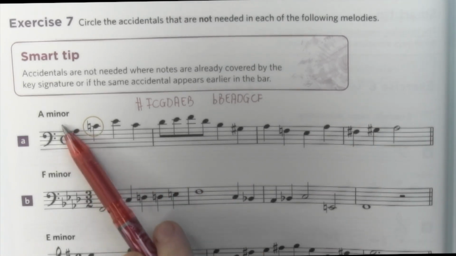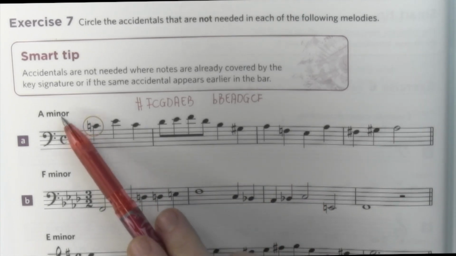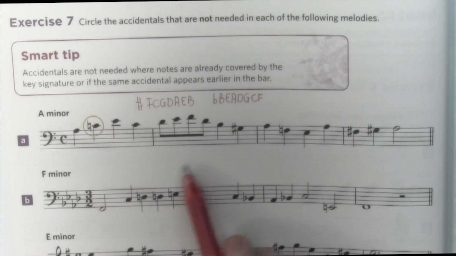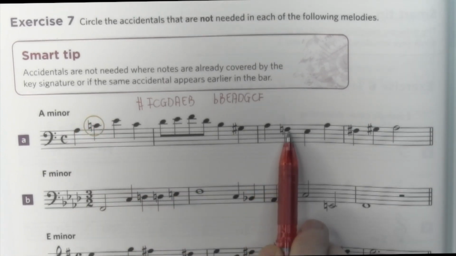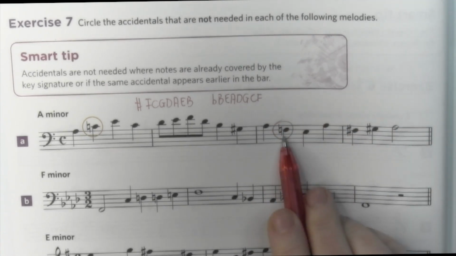Okay, A minor is the relative minor of C major, which has no flats, no sharps, but we need the leading note, and the leading note is one semitone below, so G sharp. Okay, G sharp is here, so perfect. Fa natural, we don't need it because we have no reason to have it naturalized.